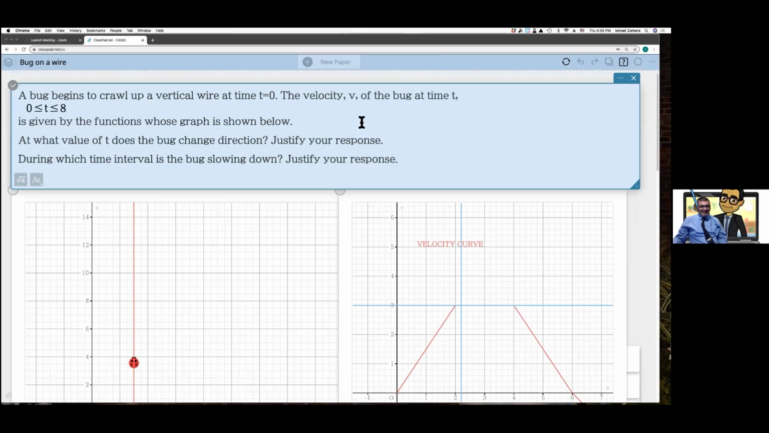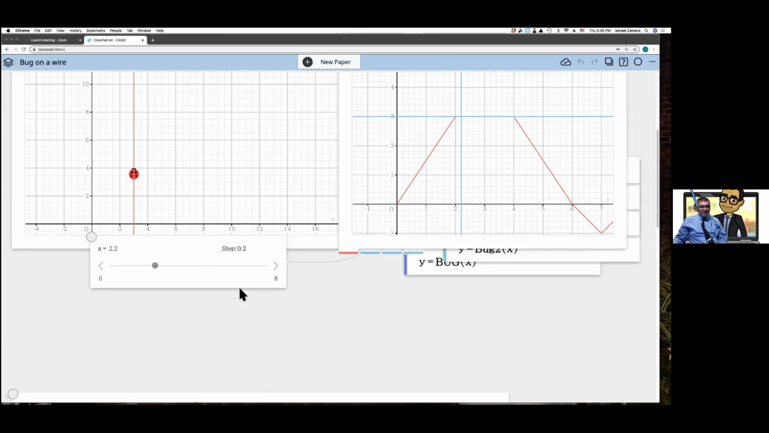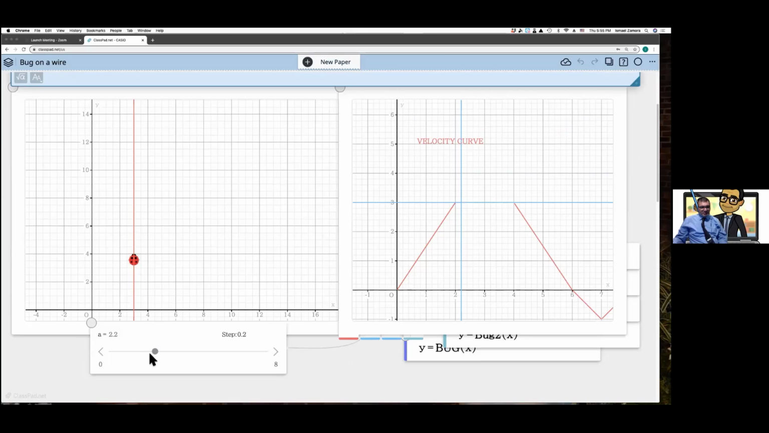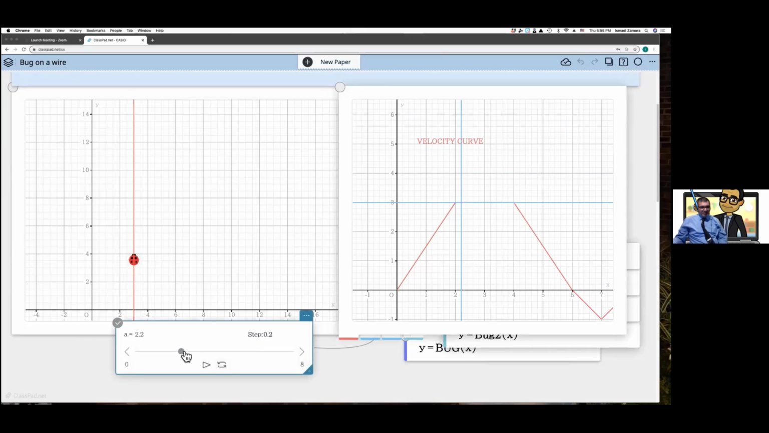And this is a classic old calculus problem. If you Google bug on a wire, you will get this actual problem, which is: at what value of t does the bug change direction? Well, what better way to make a bug change direction than actually going to the point where the bug changes direction, which is between 5 and 6. So at 6 it stops, and then at 6.2, it starts moving backwards. That's when we notice the curve is underneath the y-axis.